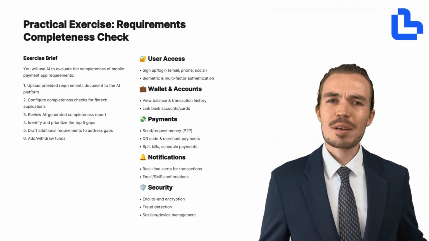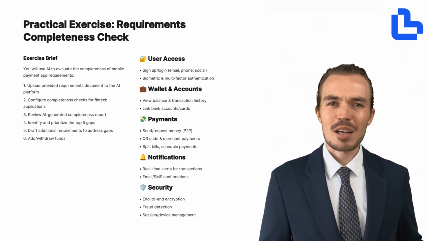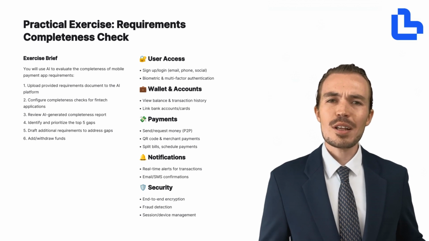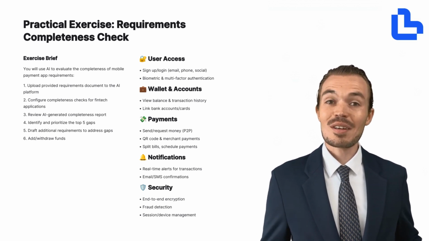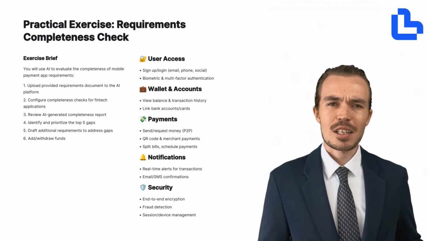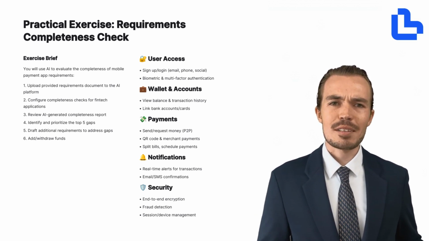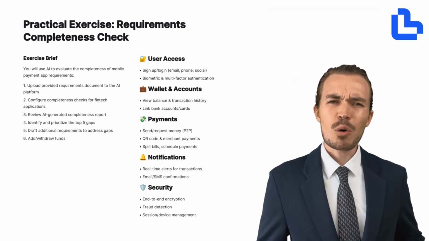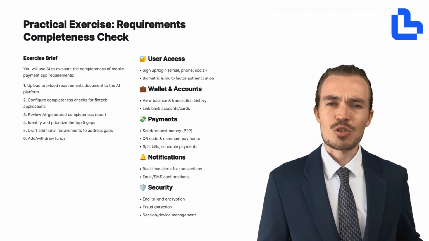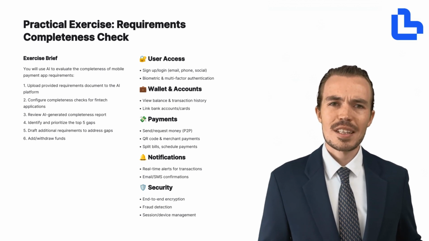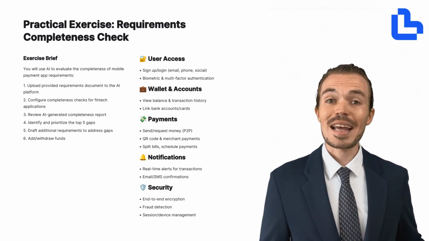You'll begin by uploading the provided requirements document into the AI platform. Once uploaded, you'll configure the AI to perform a completeness check tailored to fintech applications. This ensures the analysis is aligned with industry-specific expectations, such as security, compliance, and transaction reliability. The AI will generate a completeness report, highlighting any gaps or missing elements. Your task is to review this report and identify the top 5 gaps that could impact product success. Then, you'll draft additional requirements to address those gaps, ensuring the system is more robust and user-ready.